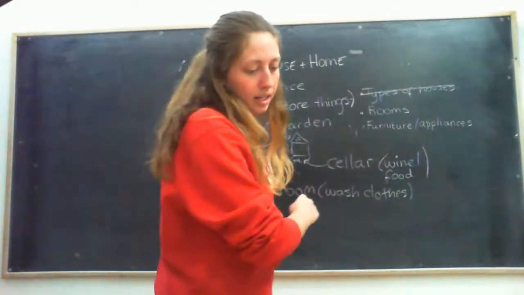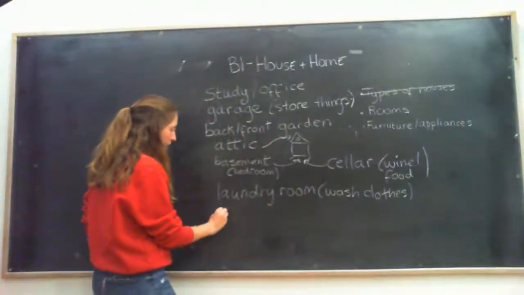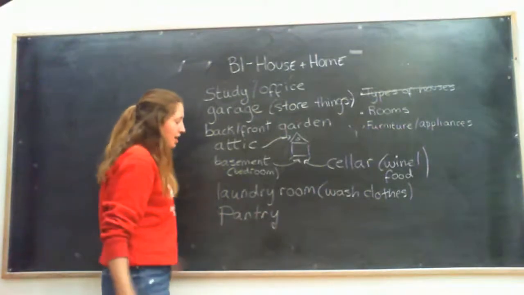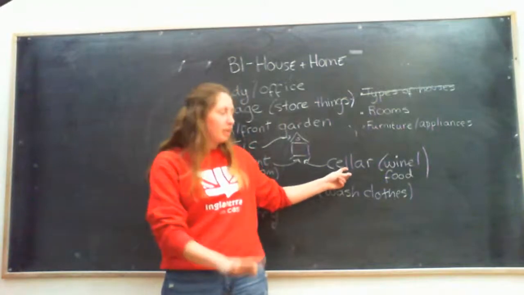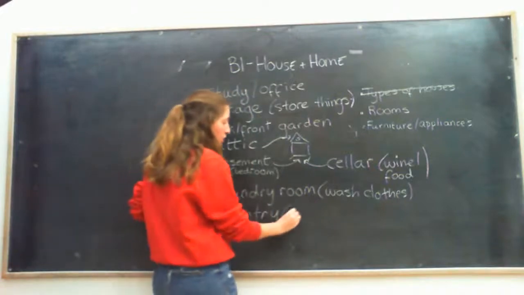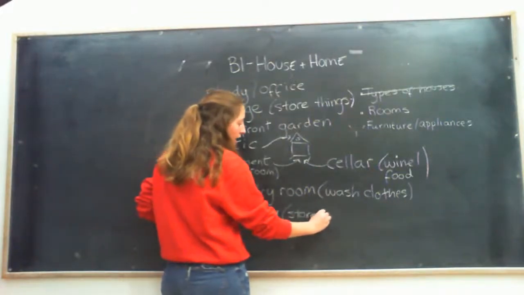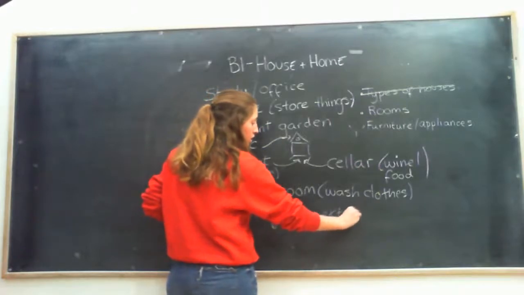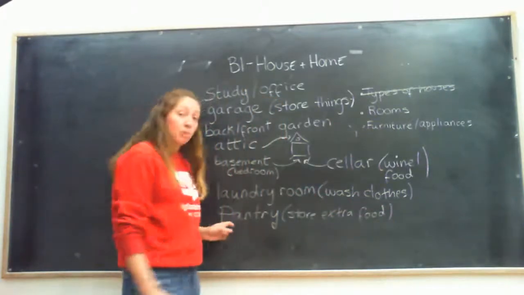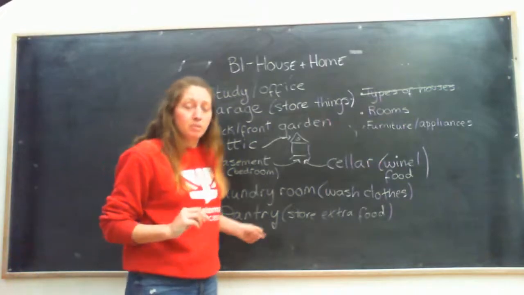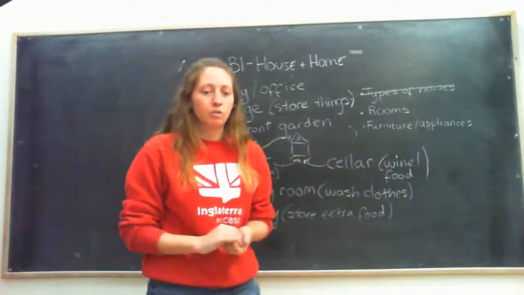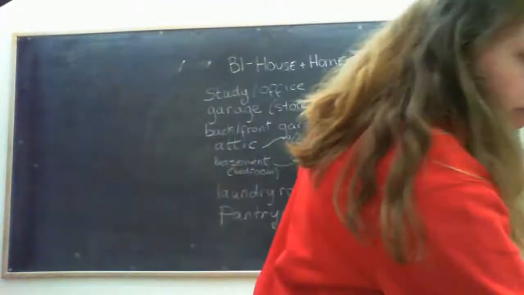Okay, and finally, you might have a pantry. Now, a pantry is a bit like a cellar, but it doesn't necessarily have to be under the ground. It could be next to the kitchen. You have a pantry where you will store extra food or drinks. Okay, so this could be very helpful right now if you have a pantry. If you've been stock buying in Mercadona, like all the people. You might have a pantry where you can store all your extra food. So, they are the rooms of the house.